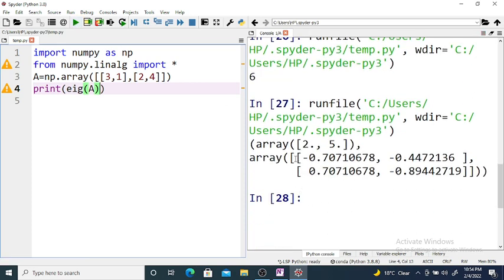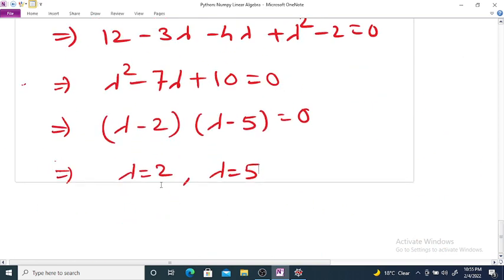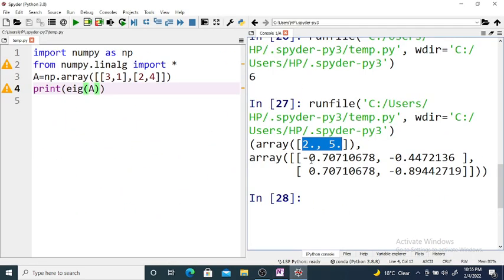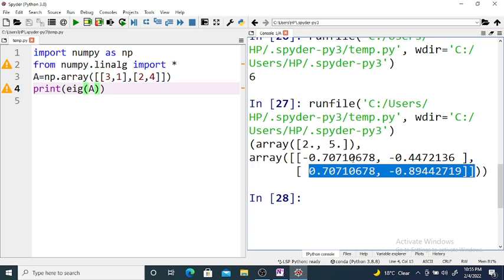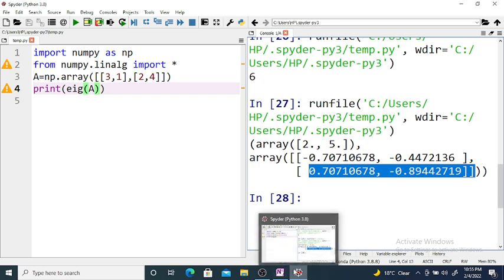The eigenvalues are 2 and 5, and next are the eigenvectors. This is the first eigenvector, corresponding to the eigenvalue 2, and this is the second eigenvector, corresponding to the eigenvalue 5. So this way you can find the eigenvalues and eigenvectors of the given matrix.